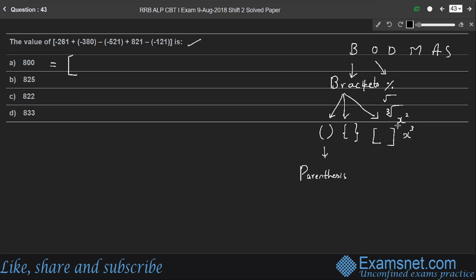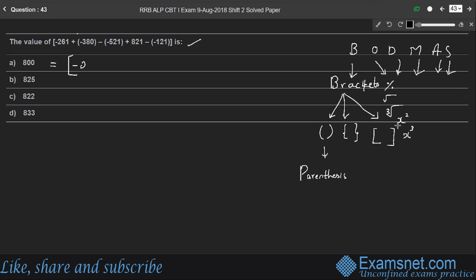Next comes division. There is no division part, and also no multiplication part. Addition is there. So after removing the brackets, we have to go for addition followed by subtraction.